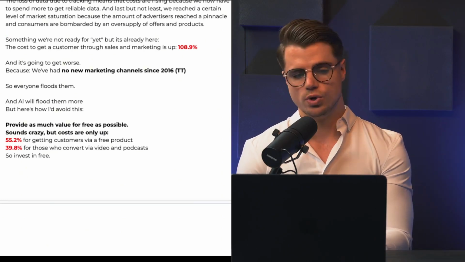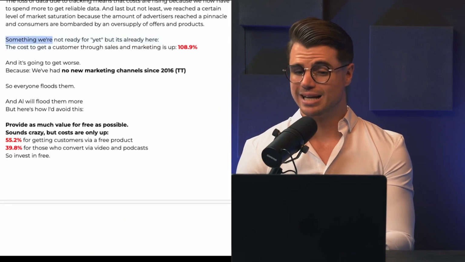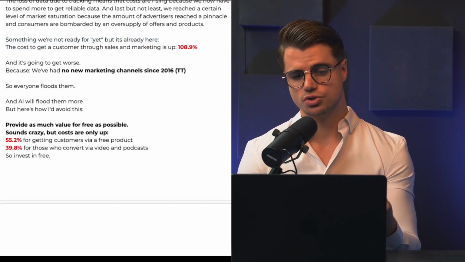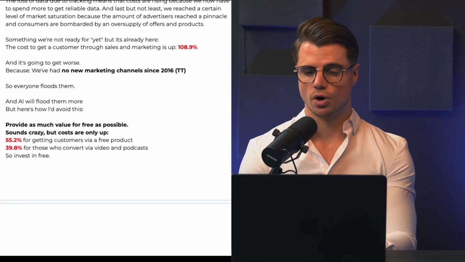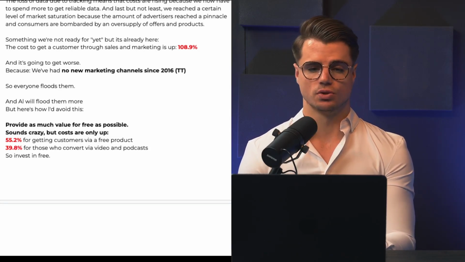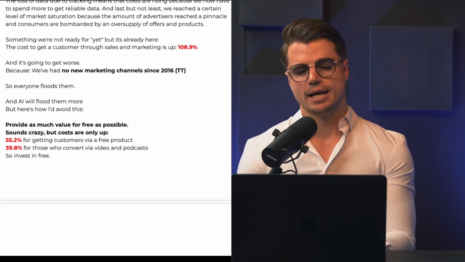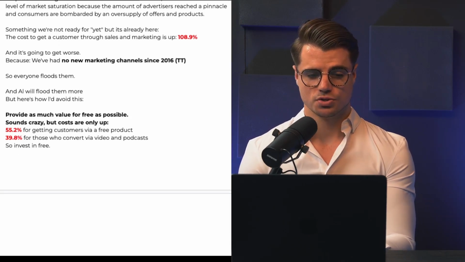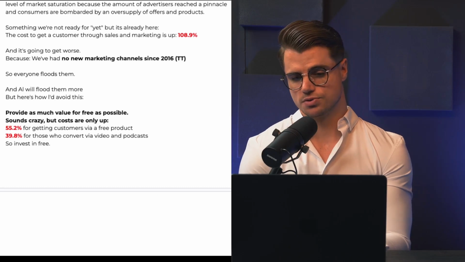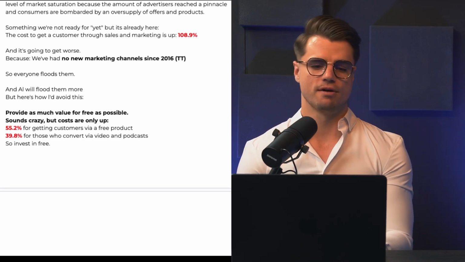And also another really strong data piece here is something we're not ready for, but it is already here. The cost to get a customer through sales and marketing is up by 108%. Now, this is looking at some data from like 2016 and stuff like that. And it's going to get worse because we have had no new marketing channels since 2016, as we refer back to TikTok. Okay, so everyone flooded them.